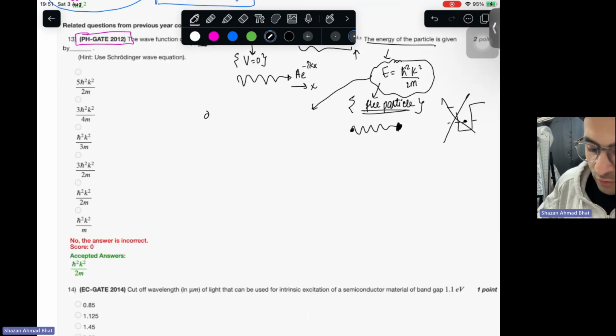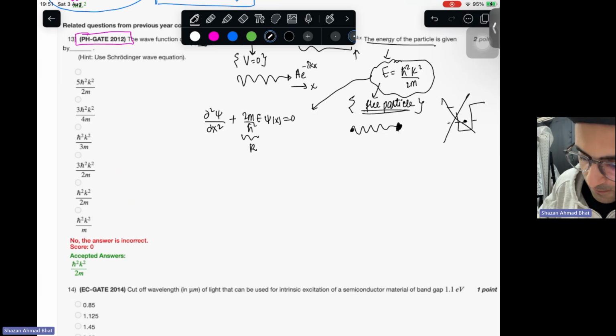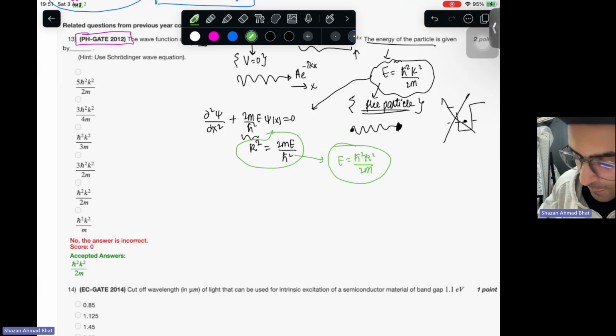Again, how you arrive at this: you solve the Schrodinger equation, d square psi over dx square plus twice m over h bar square E psi of x equals 0. You call this thing k, and k square equals twice mE divided by h bar square. And it gives you the energy E equals h bar square k square divided by twice m, where k is again the wave vector. This can be written as n pi over L, where x is the coordinate. This is the wave vector, and you can call it the inverse of the wavelength.